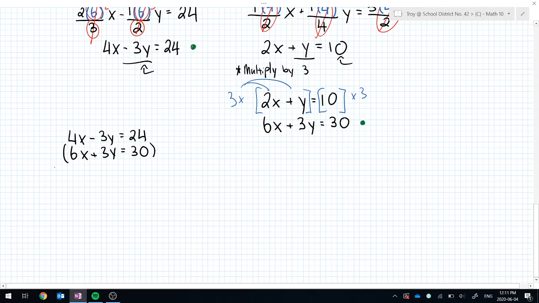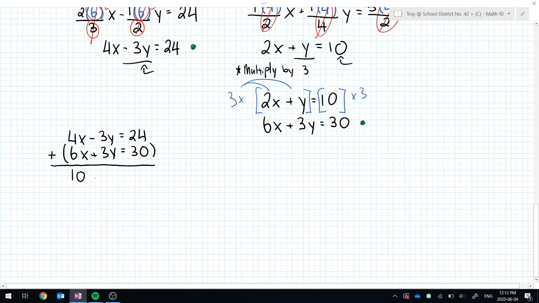And the question is, do I now need to add these to cancel them? Or do I need to subtract these to cancel them? Well, if I have a negative 3 here and a positive 3 here, of course that means I'm going to need to add these two equations, because if I did negative 3 minus 3, I'd get negative 6. They won't cancel out. But if I do negative 3 plus positive 3, I'll get 0y, which of course is them canceling out. So I got 4x plus 6x.